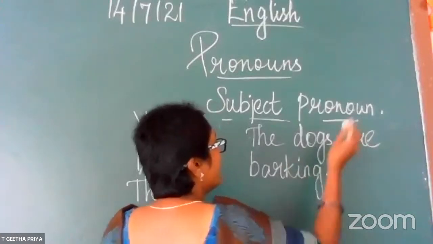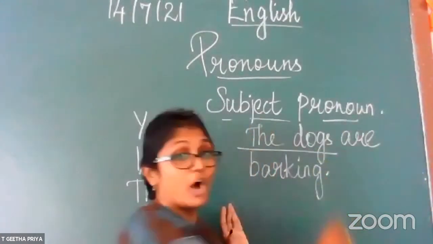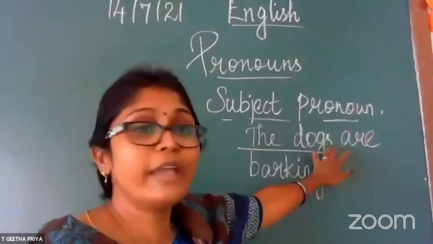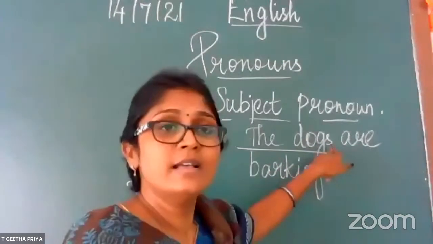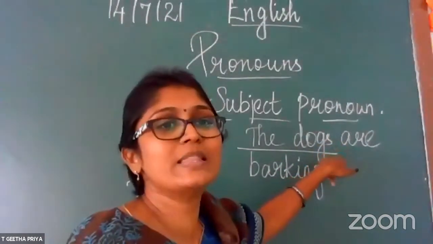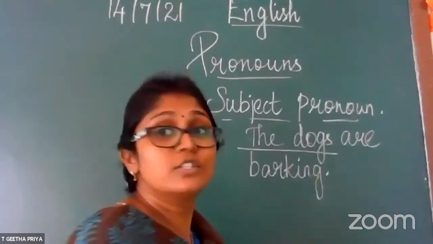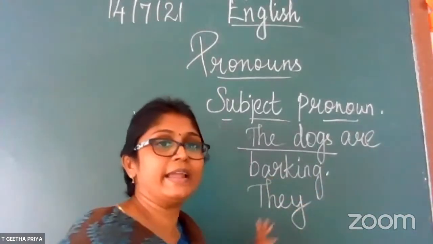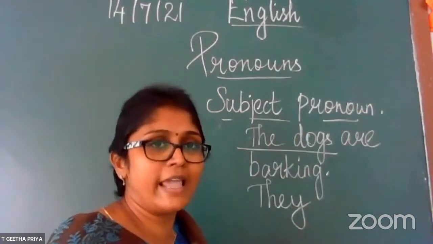Okay, the dogs are barking. So the dogs is a plural naming word, because we use "is" with the singular noun. So we use "they" here. Barking. Instead of dogs, we use "they".